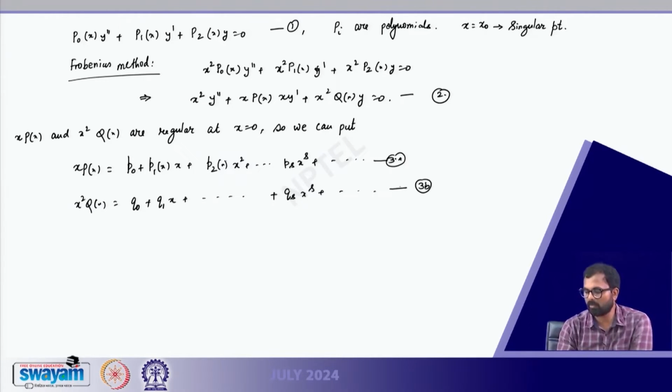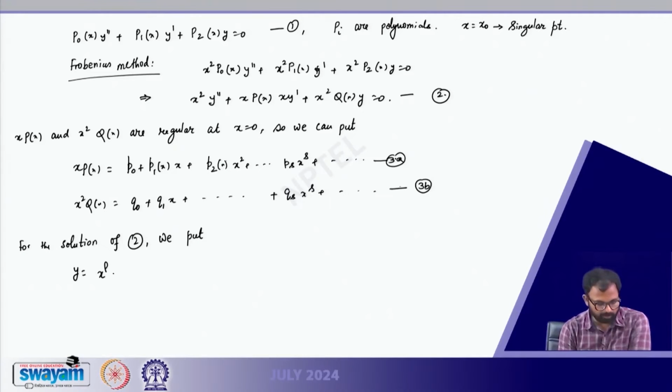This is a theory, so I hope that you have patience to see the derivation, because it will be a little bit long. Okay. So, now from relation number 2, for the solution of 2, we put y equals to x to the power rho times C0 plus C1 x plus C2 x square plus dot dot up to Cn x to the power n plus dot dot and so on. That is the infinite series we want to consider.